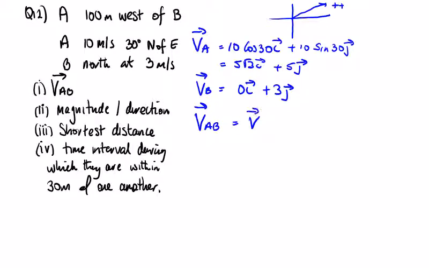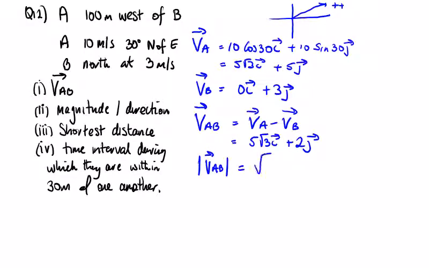It's equal to the velocity of A minus the velocity of B, which is equal to 5 root 3 minus 0, so just 5 root 3 in the I direction, and 5 minus 3 in the J direction is plus 2 in the J direction. The magnitude of the velocity of A relative to B is the square root of (5 root 3) squared plus 2 squared. That's going to give 25 by 3, 75 plus 4 is 79, the square root of 79. I'll just leave it in that format for now on my calculator.